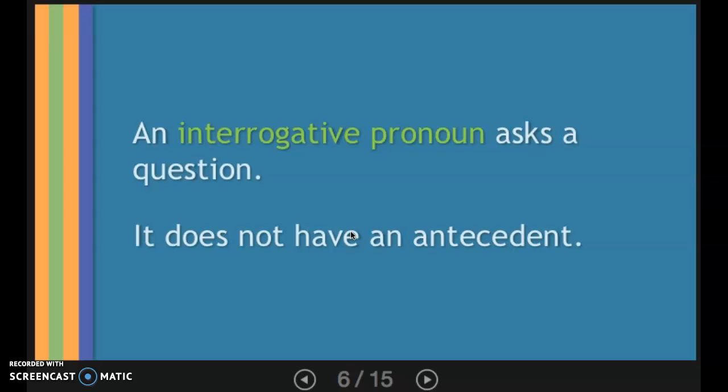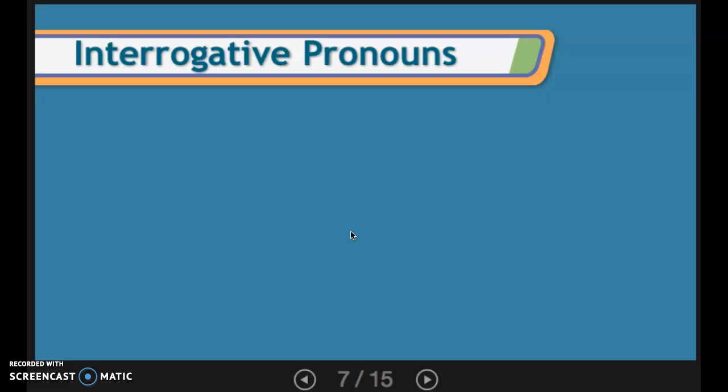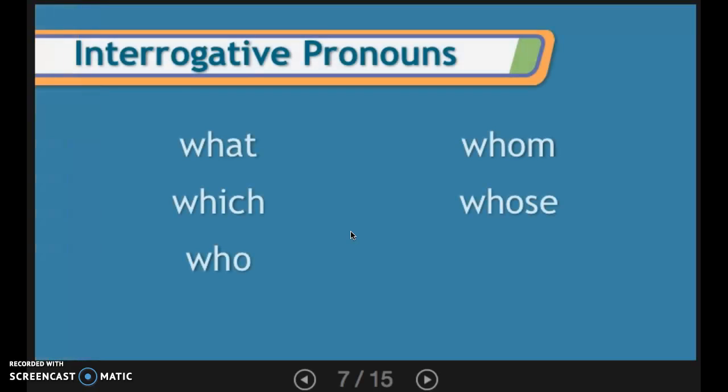If you're maybe following along in your English book, we are on page 163, and you can see that a lot of this stuff is in the blue box on top of the guided practice. So, just to review really quickly, an interrogative pronoun asks a question, and it does not have an antecedent. Interrogative pronouns are almost always the following, but they have different uses. What, which, who, whom, and whose.